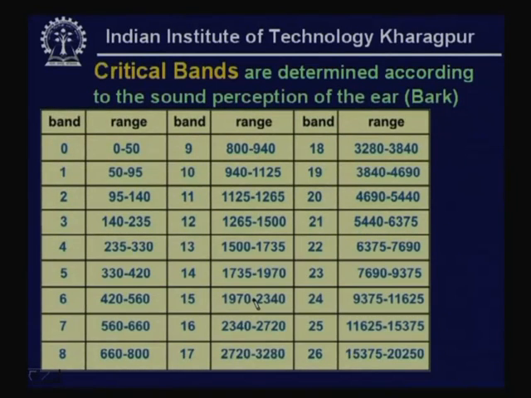And what is being done? The critical bands are determined according to the sound perception of the ear. The entire range is divided, as you can see, into 27 bands here. Of course, the range is expressed using a unit known as bark, by the name of A.G.